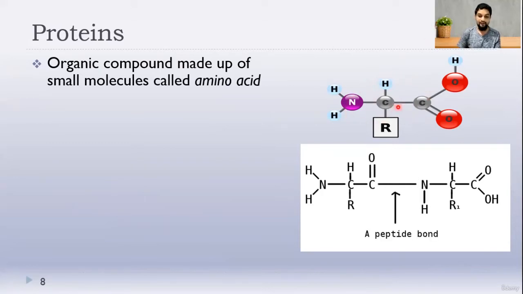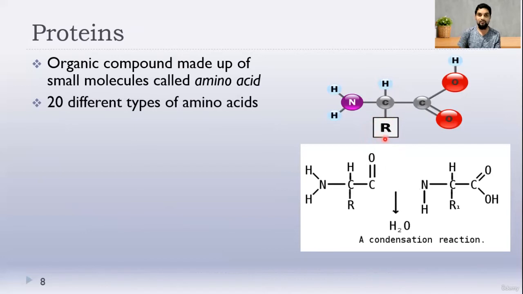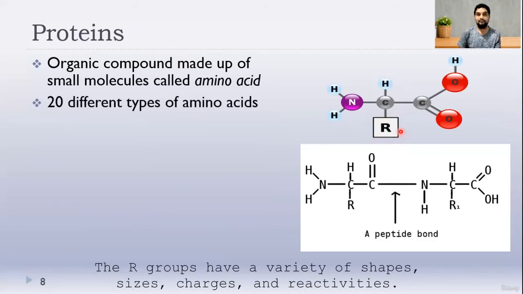Wherever you see the R is located, that's where different atoms are attached, and this will determine what type of amino acid this would be. There are 20 different types of amino acid. So it depends on the atoms that are attached to the R here, and that will determine the type of amino acid that we have.